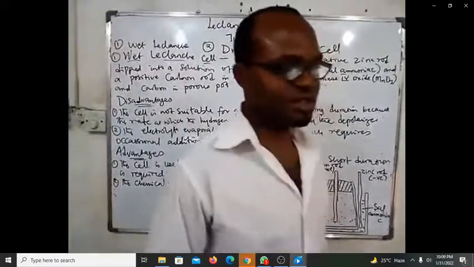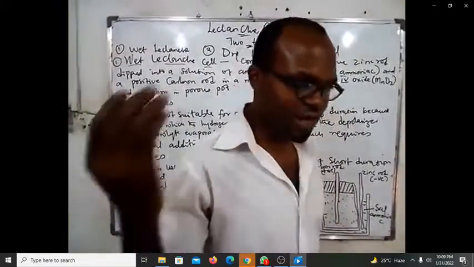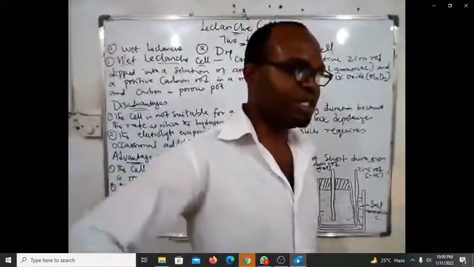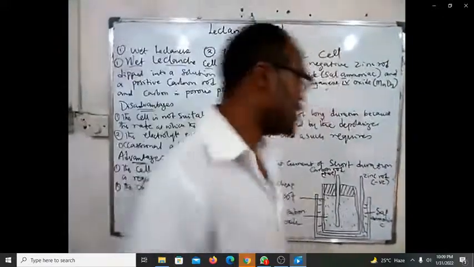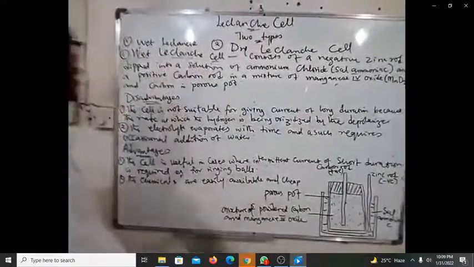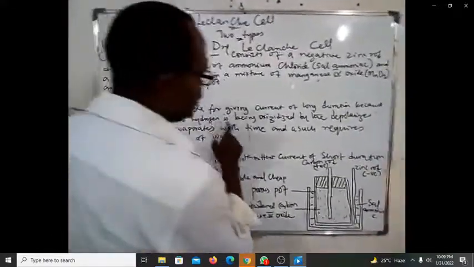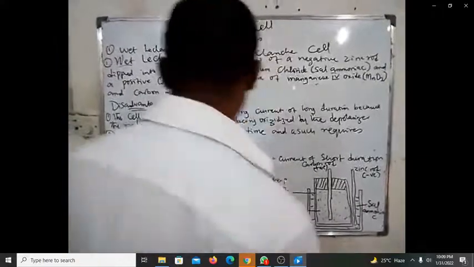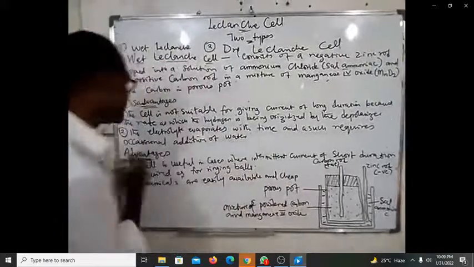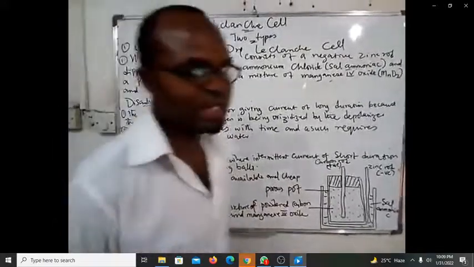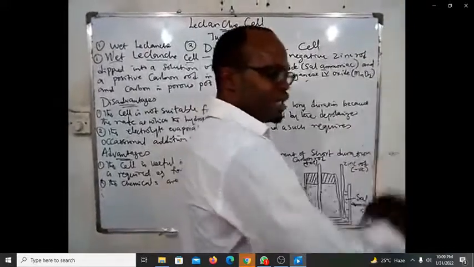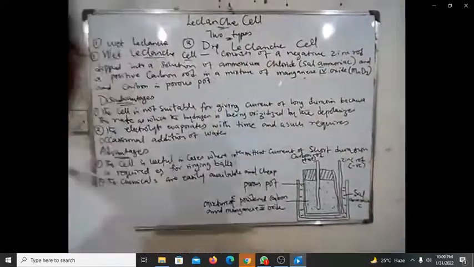Duration. It's not good for long duration. You know that when we are doing Daniel cell, we say that Daniel cell has a depolarizer as one of its components, so it stays longer. But this one is not good for long duration life, because of the rate at which the hydrogen is being oxidized. The electrolyte evaporates with time, and such requires occasional addition of water. Because the electrolyte here vaporizes with time, so you need to be adding water to maintain the solution.